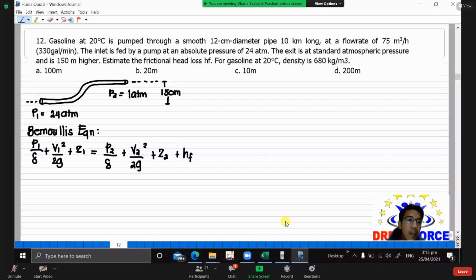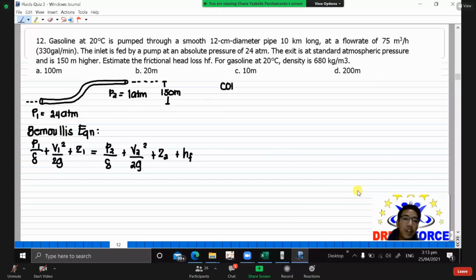Okay. Asan yung Z1? Ang Z1, sabi natin at this point. So yung Z1 natin dyan, 0. Yung Z2 natin at this point, so andito siya sa 150 meters. So okay na yung dalawa. P1, P1 is 24, P2 is 1 atmosphere. V1, ano yung V1 natin dito? Hindi natin alam. V2, hindi rin natin alam. Okay, and HF, yun yung unknown. Okay. How do we calculate yung V1 natin dito?